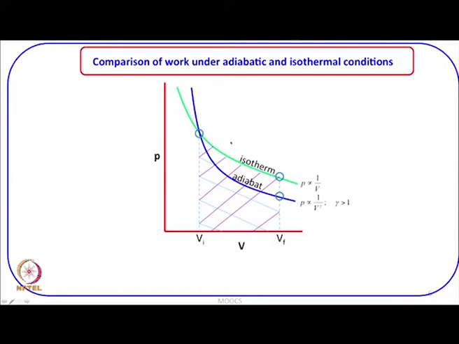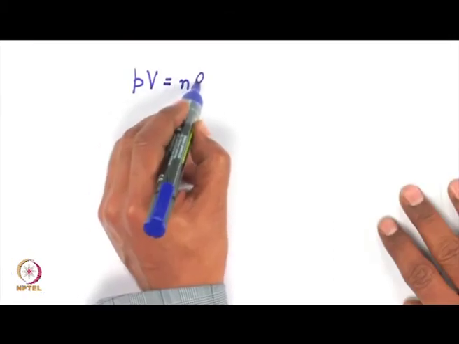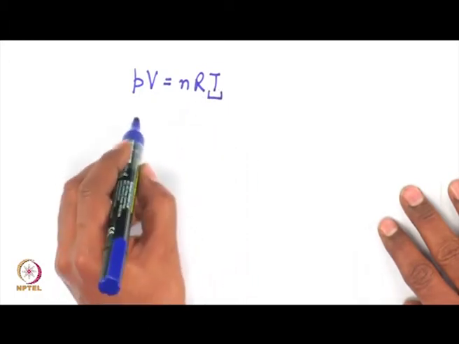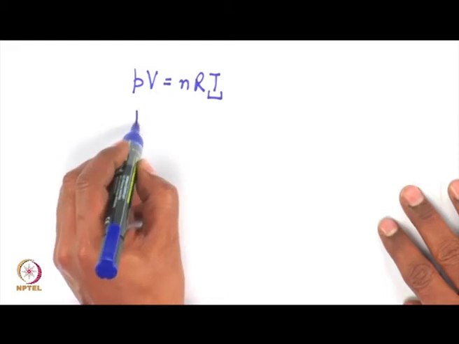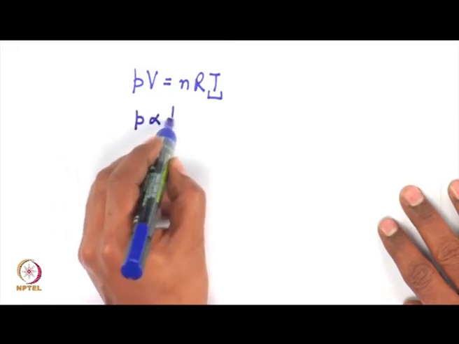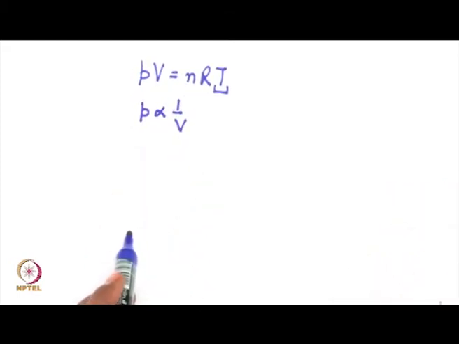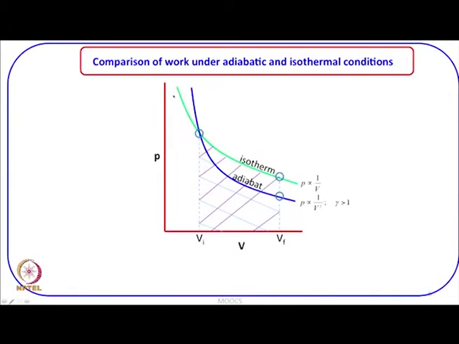Let us take a look at the green curve, which is according to PV is equal to nRT. See, for an ideal gas, PV is equal to nRT. So, if the process is isothermal, temperature is constant, then the pressure is inversely proportional to volume, because n is constant, R is constant. And that is what you see in this green line, that as the volume increases, the pressure decreases this way.